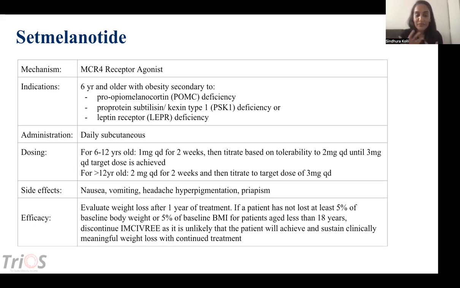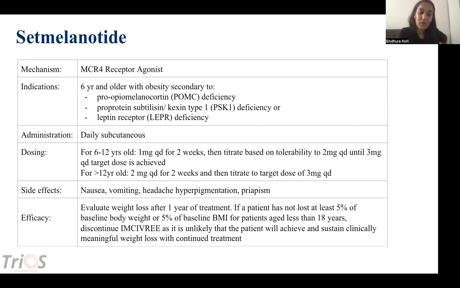That's why this genetic testing is available, and it's wonderful that this medication is even available, because in the past we've always been noting the deficiencies, but not having a medication that has been FDA approved for this. So it's a daily subcutaneous medication for patients between the ages of 6 to 12. It's a 1 milligram daily dosing for 2 weeks. Then based on their tolerability, titrate them up to 2 milligrams once a day until they're able to tolerate the 3 milligram dose, which is the target dose.